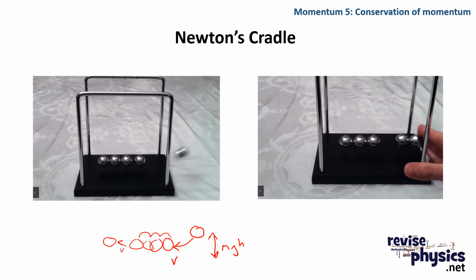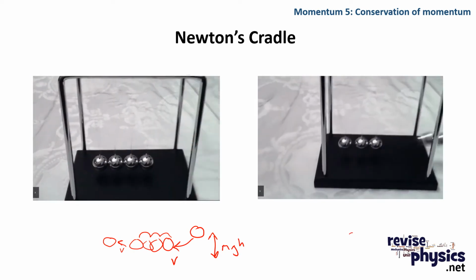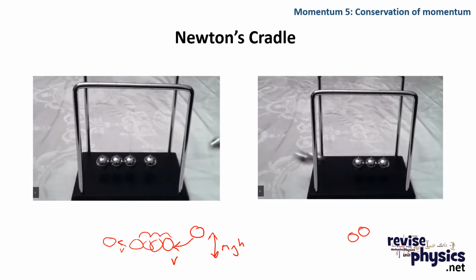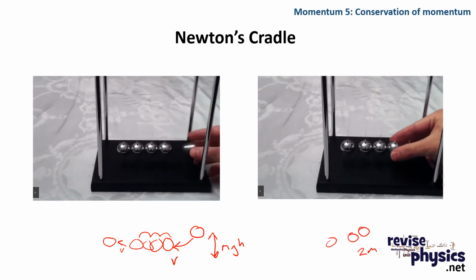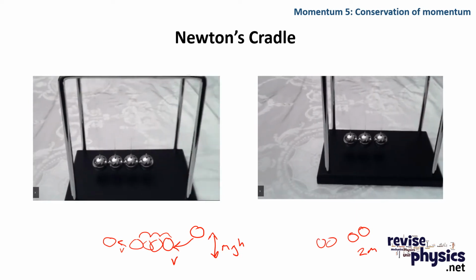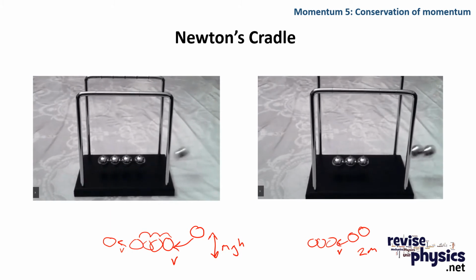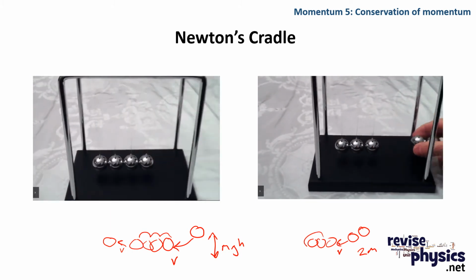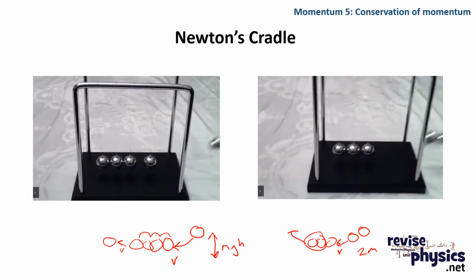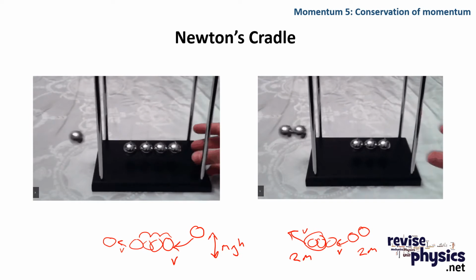The interesting thing is, when you take two of the balls to the top, so you have 2m, as they come in and impact the 3, they have again velocity v, but this time 2 of them, but now 2 will come out the other side. So we have 2m with the same v over here.